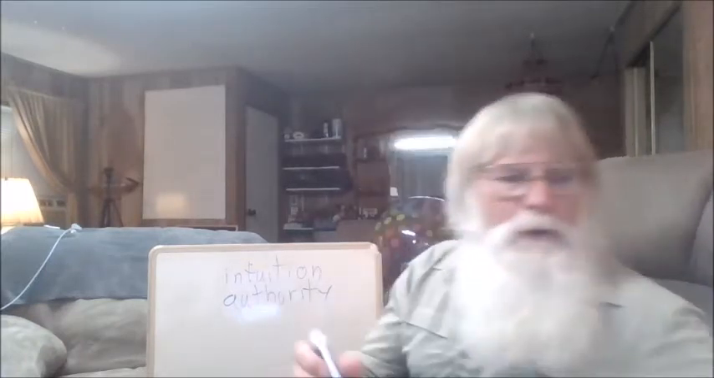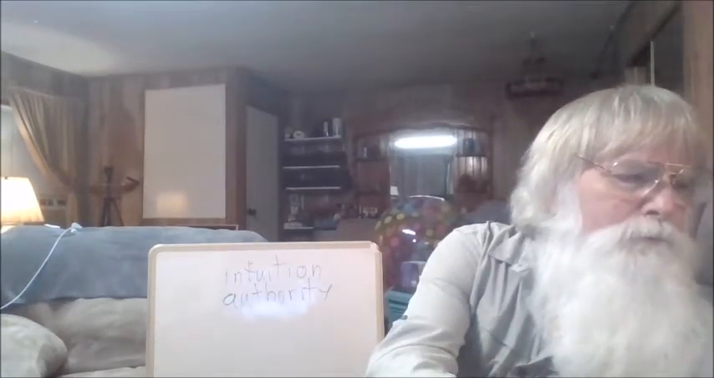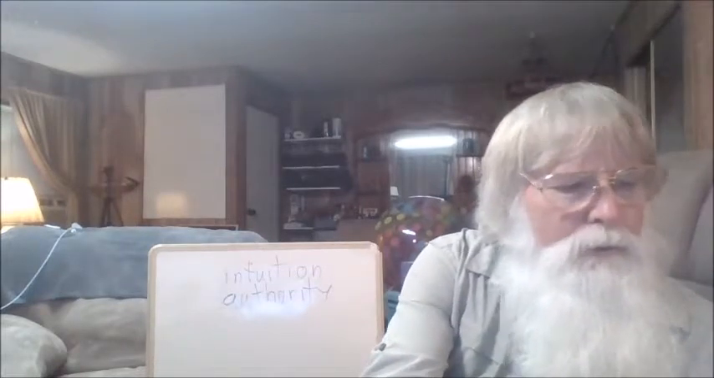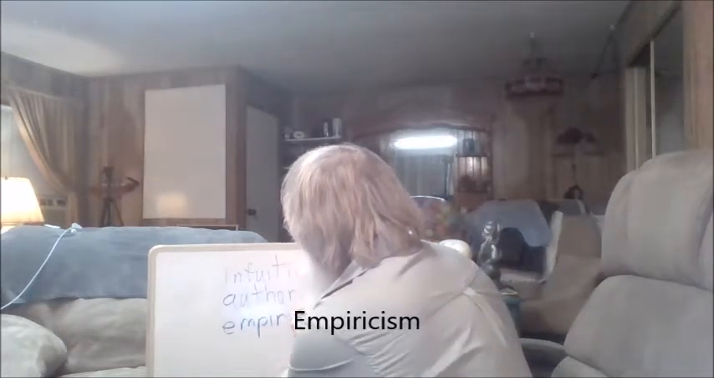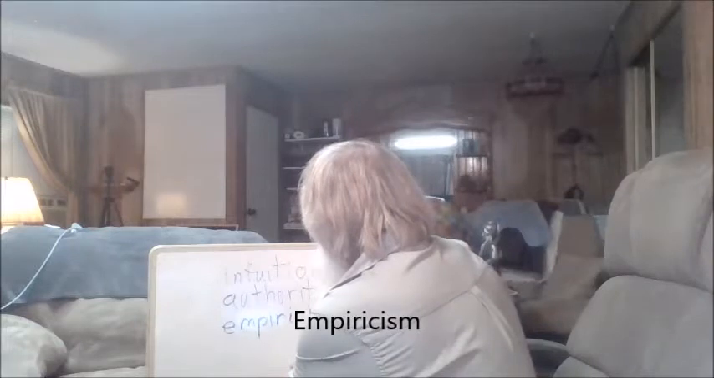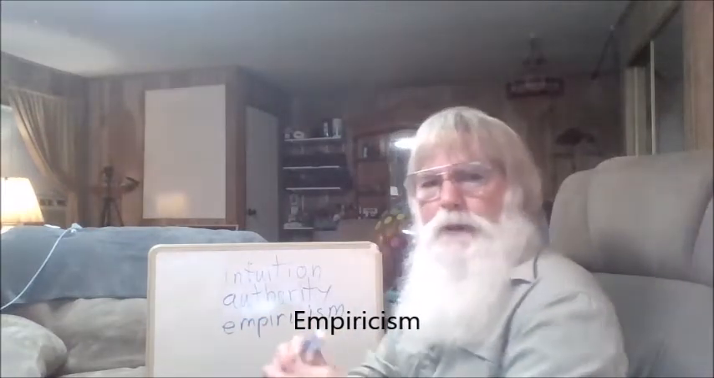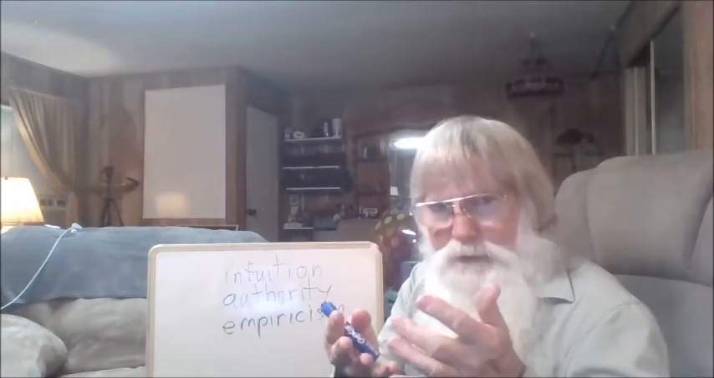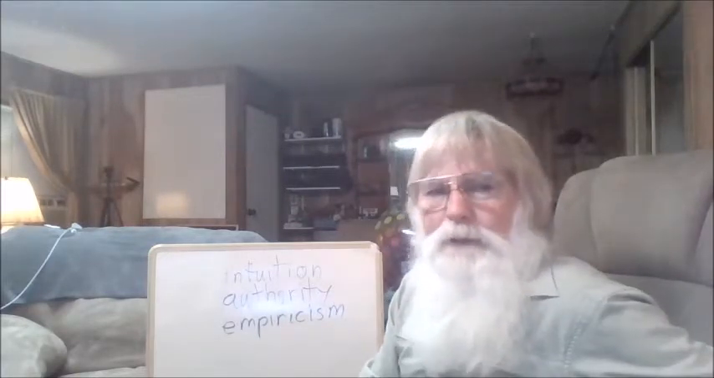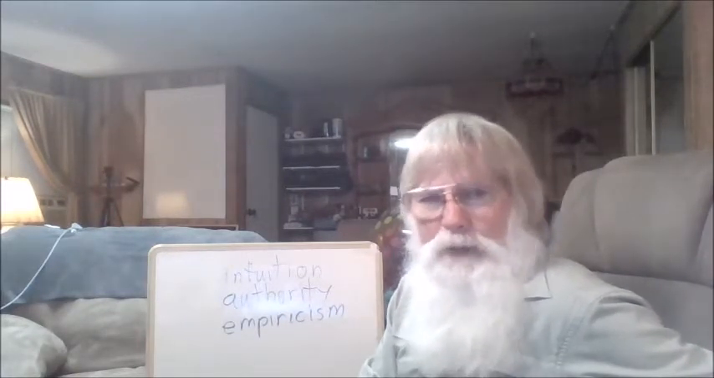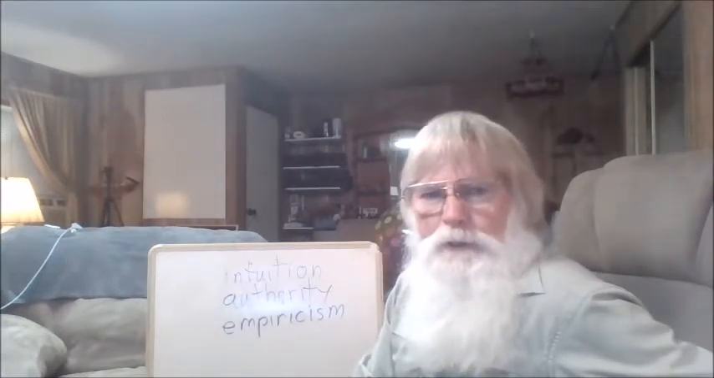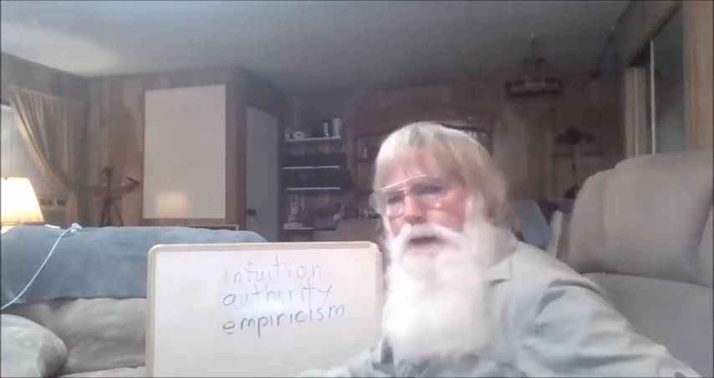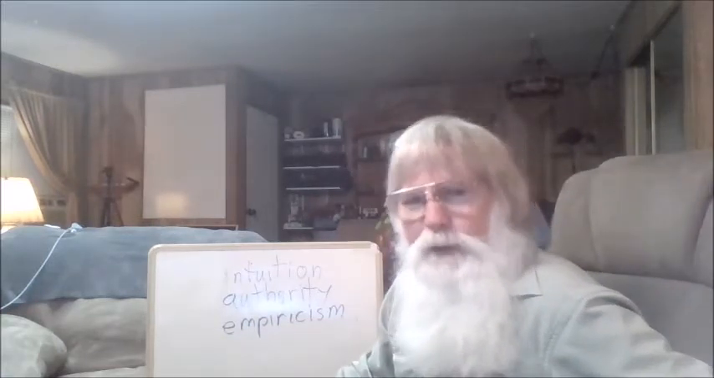Okay, now there are other ways of knowing as well. And the one that we're going to be looking at is empiricism. Empiricism means observing something with your senses and then making some measurements, perhaps making some predictions about what will happen if you manipulate the things that you're seeing in a certain way. But empiricism is based on sensory perceived information.